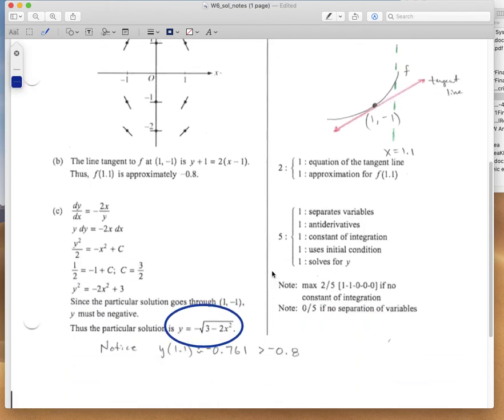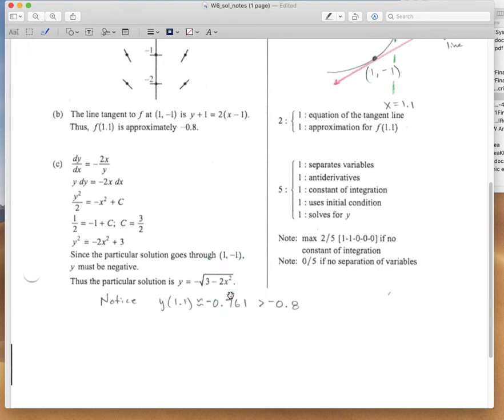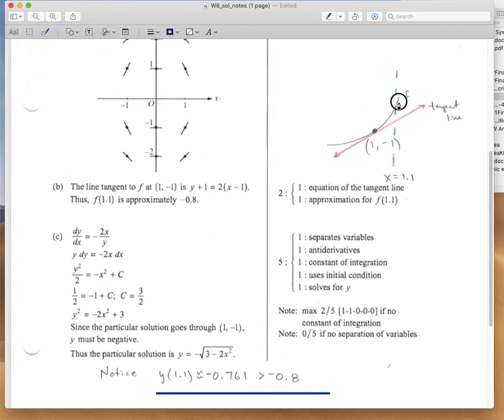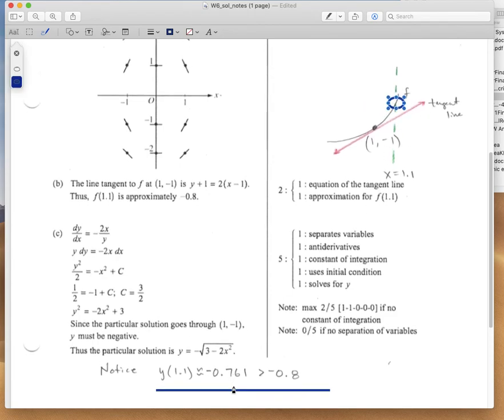Notice, just down here as an aside, don't ever do this on the AP exam. Don't do anything extra. But I did happen to compute y of 1.1 just to see. And y of 1.1, this value right here, is just a little bit bigger. Remember, they're both negative. It is just a little bit bigger than negative 0.8, which was our approximation. So f of 1.1 is indeed just a hair bigger than the approximation that we got by using the tangent line.